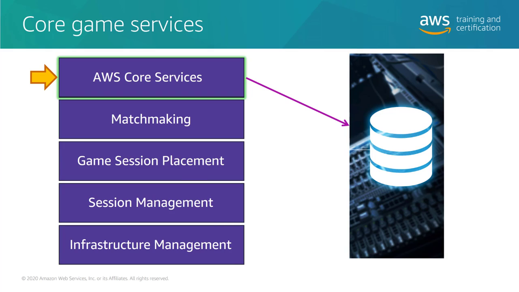Core game services, such as a database, are part of most games. You could use a database service like Amazon Aurora or Amazon DynamoDB. The other AWS services you use will determine connectivity requirements between the game server and the AWS core services. This could influence your choice of game server hosting solution.